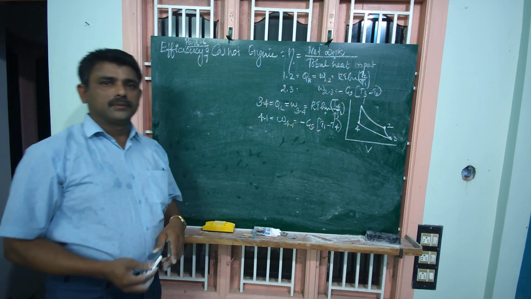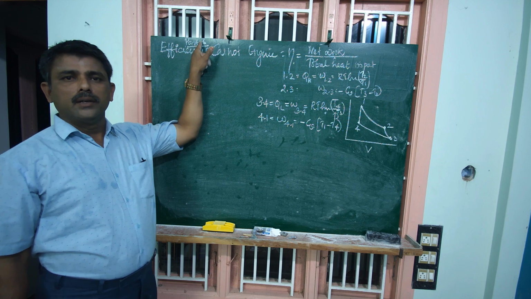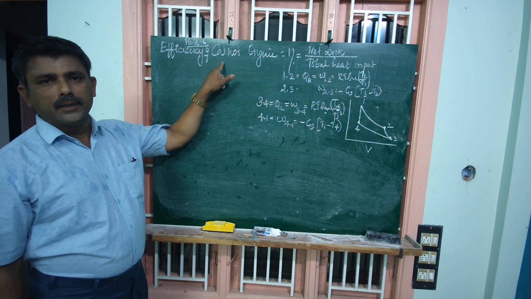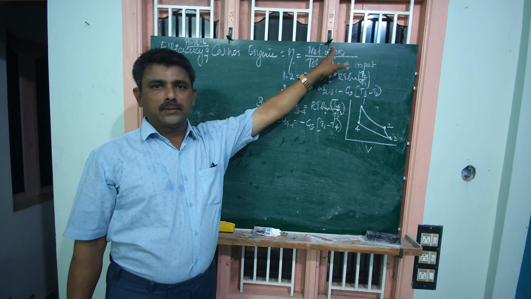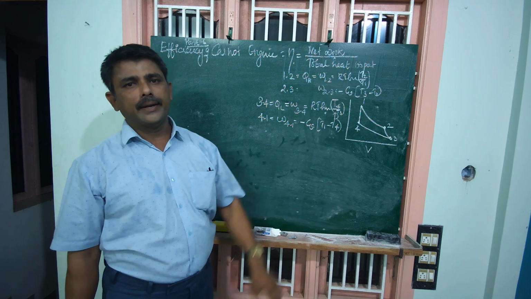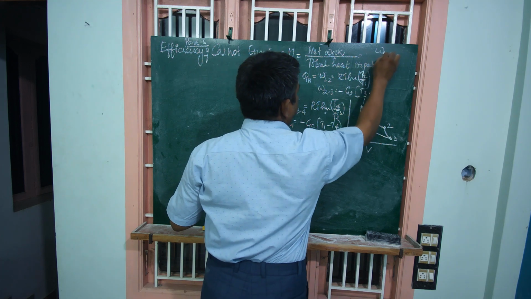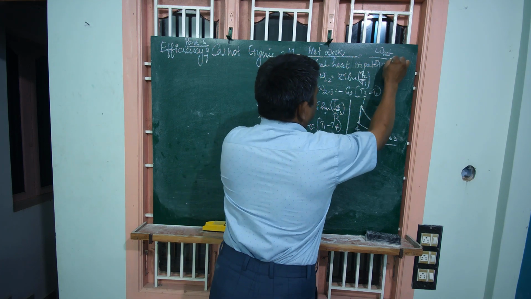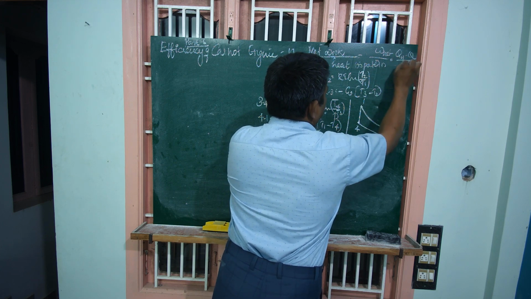Okay, students, continuation of part 5. This is part 6. In this part, we are going to estimate the efficiency of the Carnot engine. Efficiency is nothing but net work done divided by total heat input. Net work is equal to W net divided by Q in. Or you can write it like this: QH minus QL divided by QH.